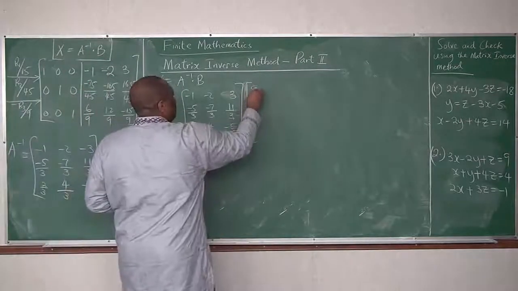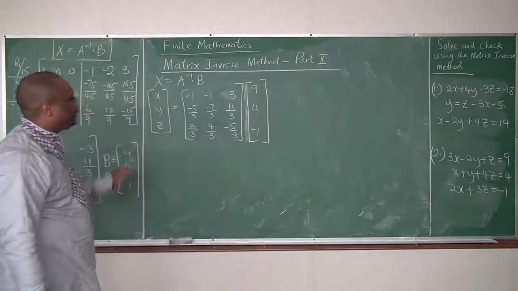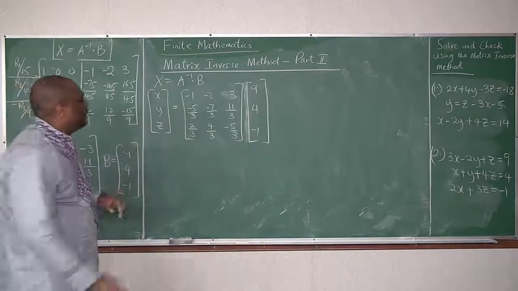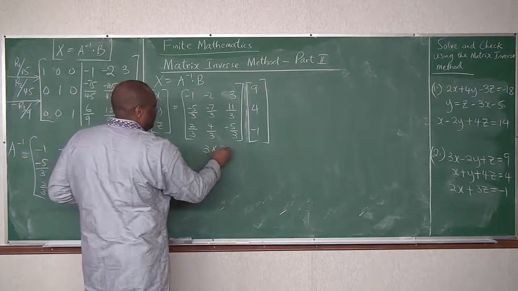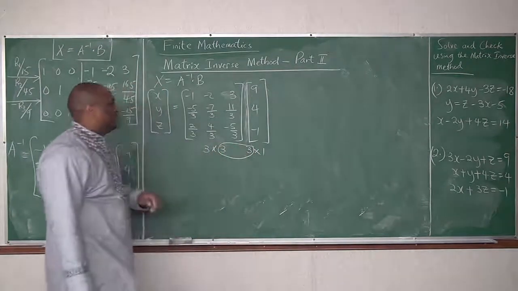9, 4, negative 1. Of course, we know that this will be conformable for multiplication, because this is 3 by 3 and this is 3 by 1. So we know it's conformable for multiplication.